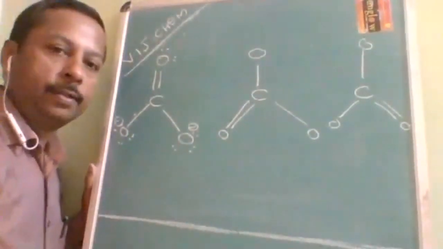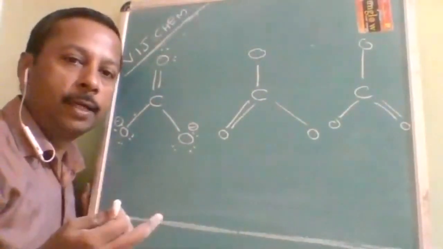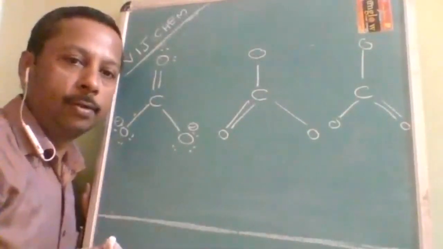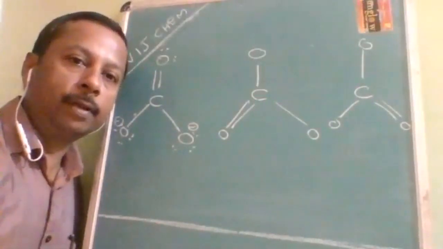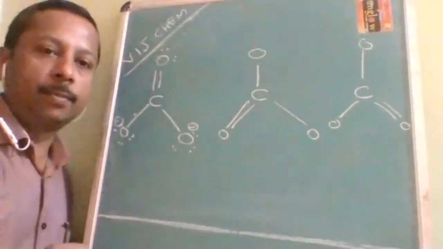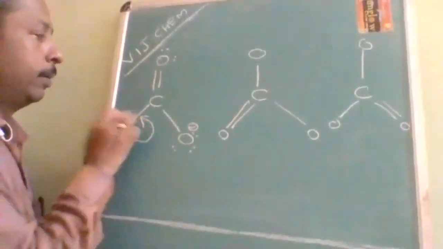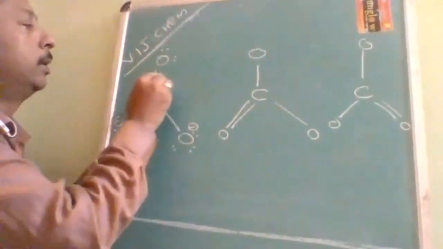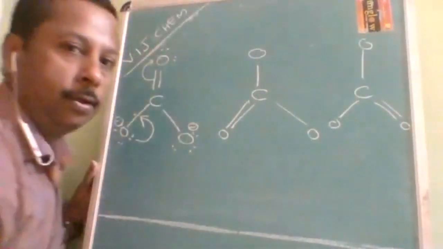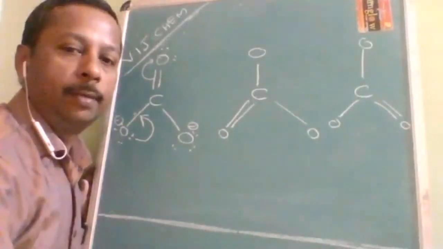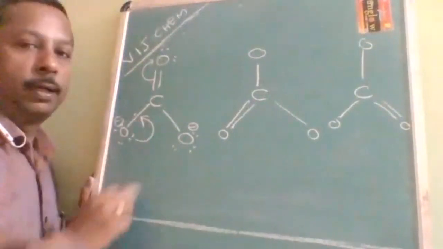For the resonating structure, only one thing you have to do: convert a lone pair into a bond pair, and convert a bond pair into a lone pair. The bond pair you will convert into a lone pair will be the pi bond, because of its lower bond energy. So here I am converting a lone pair into a bond pair, and obviously the pi bond will be converted into a lone pair. So the pi bond will be converted to a lone pair, and the lone pair will be converted to a pi bond.